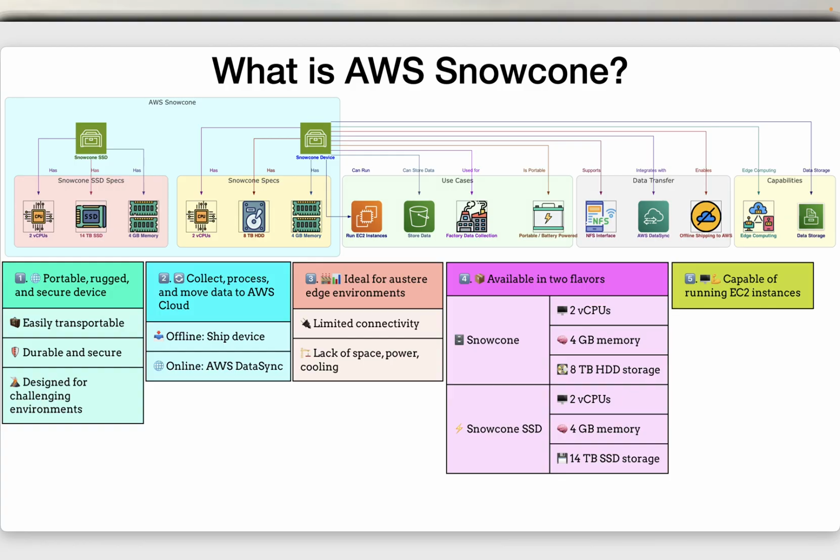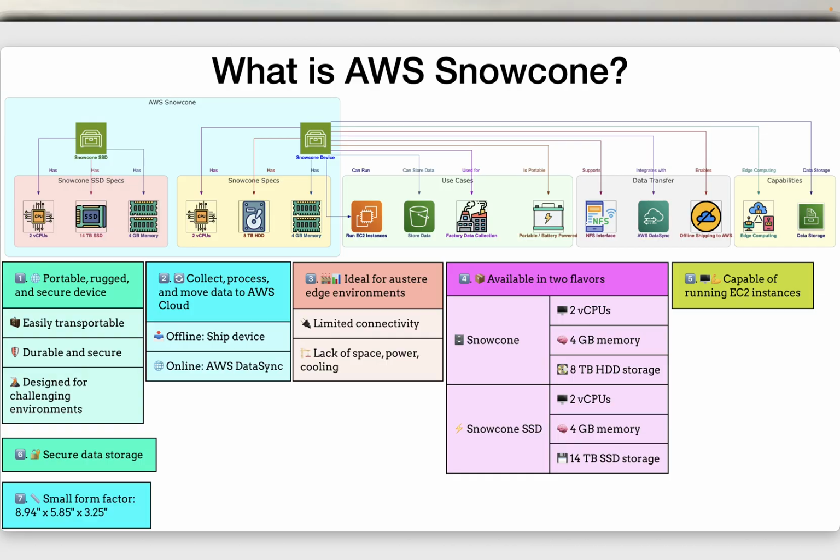With its 2 CPUs and ample storage, a Snow Cone device can run edge computing workloads using Amazon EC2 instances. Snow Cone provides secure storage for data collected and processed at the edge. The compact size of Snow Cone, which is 22.7 cm by 14.8 cm by 8.2 cm, enables placement in various locations, such as next to a machinery in a factory. The light weight of Snow Cone allows for easy portability, even in a backpack. It is 2 kg or 4.5 pounds.